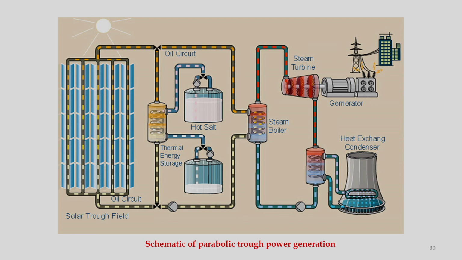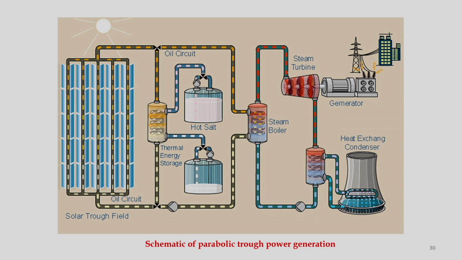So, here is a schematic of parabolic trough power generation. These are the parabolic troughs and these are thermal energy storage devices. Hot salt will be collected here, and then we need a heat exchanger to exchange heat between this fluid and the secondary fluid which is flowing in the circuit.